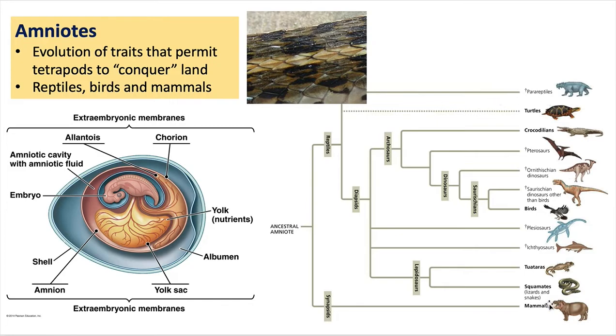All these things here are called amniotes. Good thing to remember, amniotes, right? That includes turtles, crocodiles, dinosaurs, birds, squamates, and squamates are lizards and snakes, and mammals. Amphibians are not amniotes.